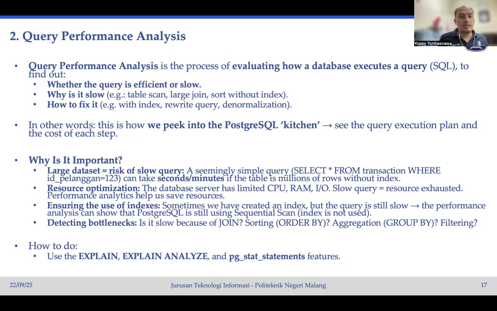And also, the main goal is to ensure that we already use a proper index in any table or any columns that we query, that we often query. And also it is useful when we want to detect bottlenecks. Sometimes some queries can be faster and others might be slower. So we can detect these bottlenecks by using the query performance analysis.